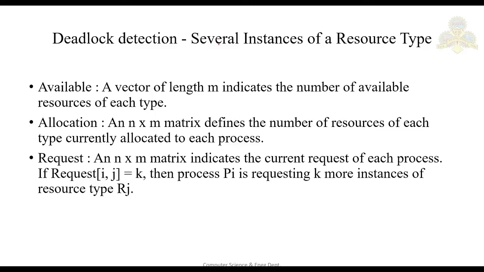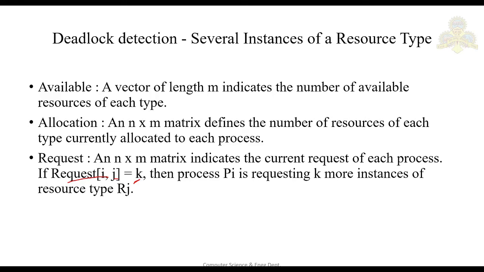Then we have another data structure called request. Request is nothing but the current request from each process. So we have this one here, right? Request of ij is equal to k. That means we have a process Pi which will request k instances of the resource type Rj. So request is nothing but a process making a request for the resource instances. Remember, we do not have a maximum and need here in this algorithm. Those two data structures are present in your banker's algorithm. So here we have something called request.